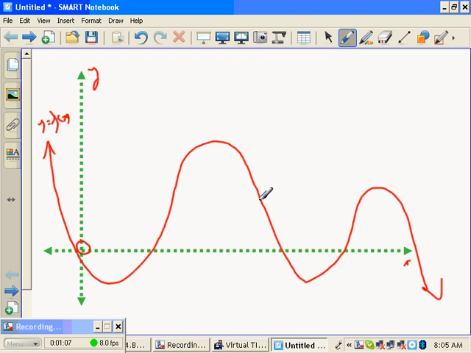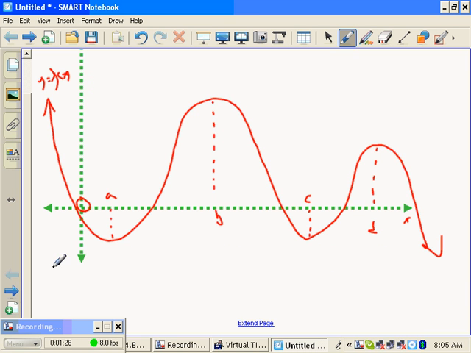Alright, let me label this point A, and this point B, and this point C. Let's say, well, pretend there's a tangent line there, horizontal tangent line. And this point D. Okay, so there's my graph.